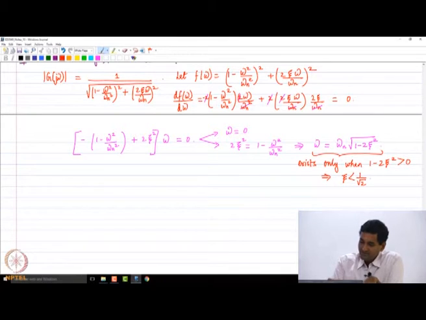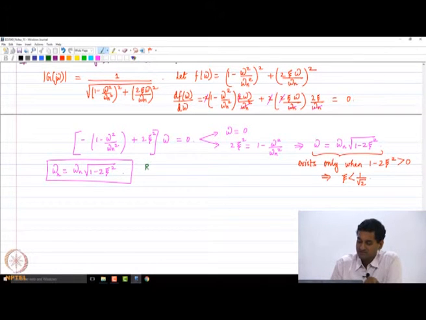So, this frequency omega r is called as the... have you encountered this frequency before? This is what is called the resonant frequency.